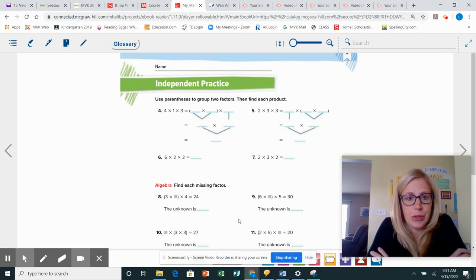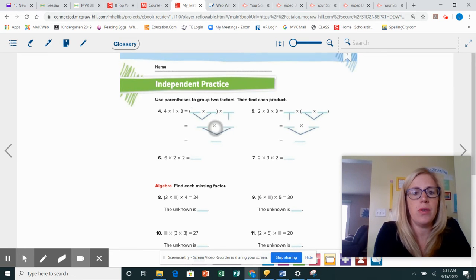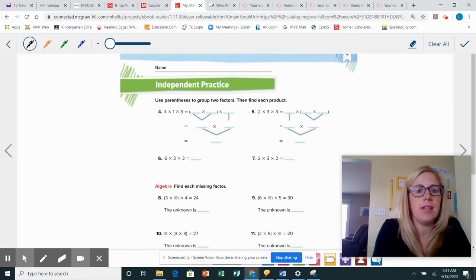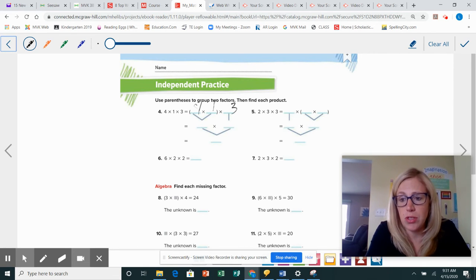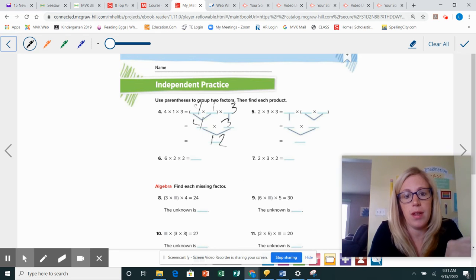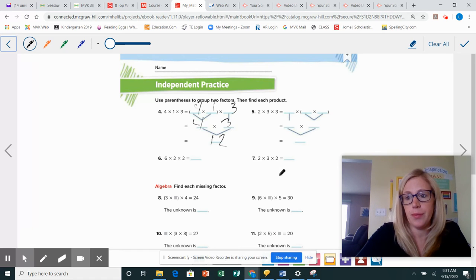Okay, it says use the parentheses to group two factors, then find each product. 4 times 1 times 3. So again, you're just going to rewrite that equation. Parentheses tell you which ones you're multiplying first. 4 times 1 first. Should be easy, it's 4. Bring down that 3. 4 times 3 is 12. Okay, now you try number 6. 6 times 2 times 2.